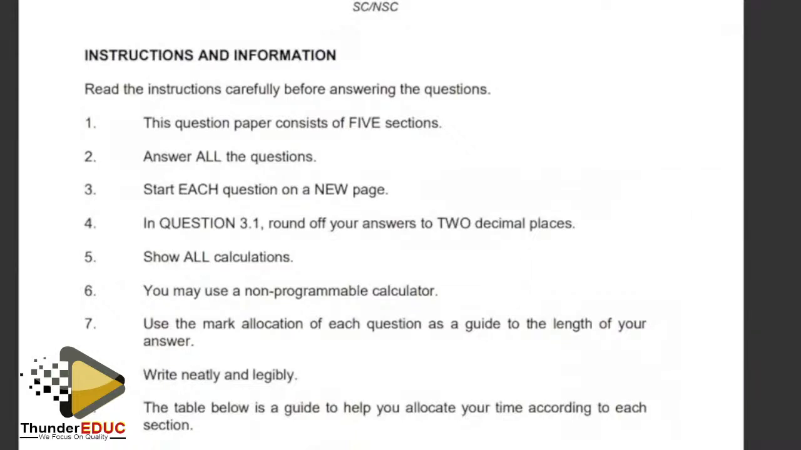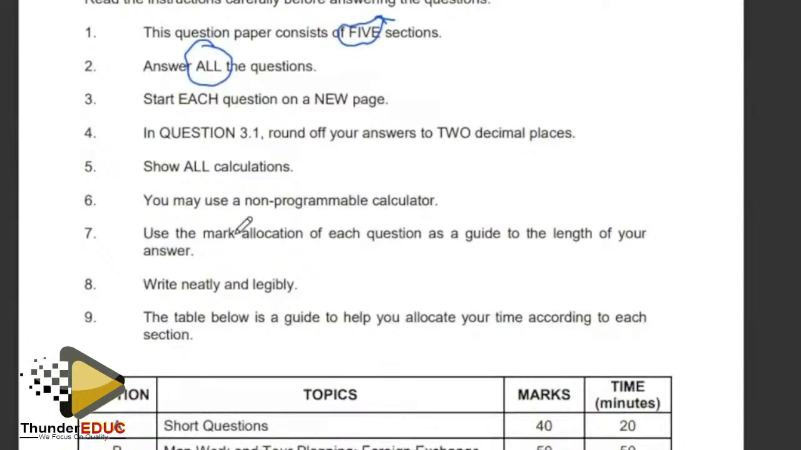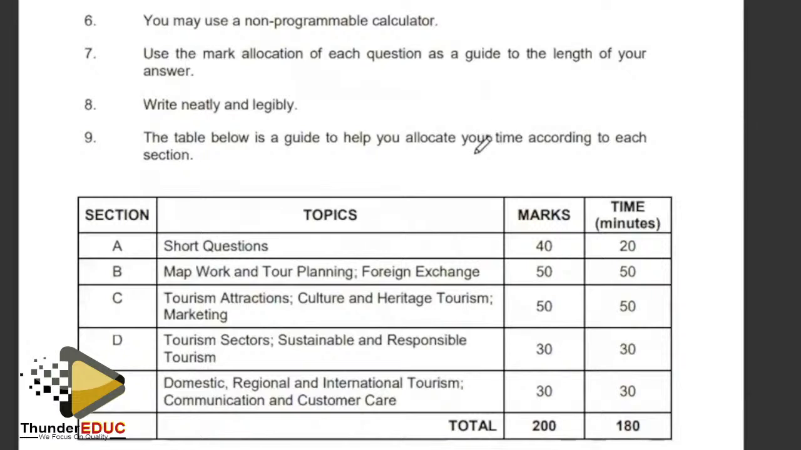It consists of 5 sections and all questions are compulsory. It consists of 5 questions. Also pay attention to detail that all questions should be answered. You are not given the option of choosing specific questions. You must answer all questions. Then you must start each question on a new page that is straightforward.